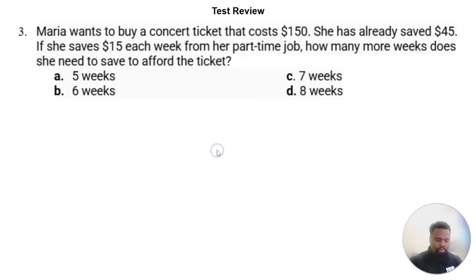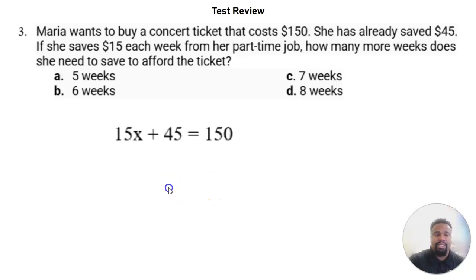All right. Let's take a look here. It says Maria wants to buy a concert ticket that costs $150. She already saved $45. If she saves $15 each week from her part-time job, how many more weeks does she need to save to afford the ticket? Well, what we want to do here is the total is 150. 45 has been already saved and she saves 15 each week. So 15 times the number of weeks. That's what we're trying to find out.